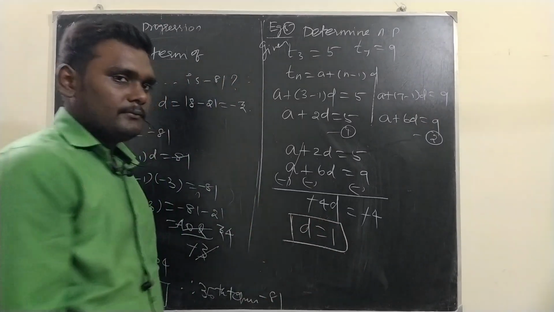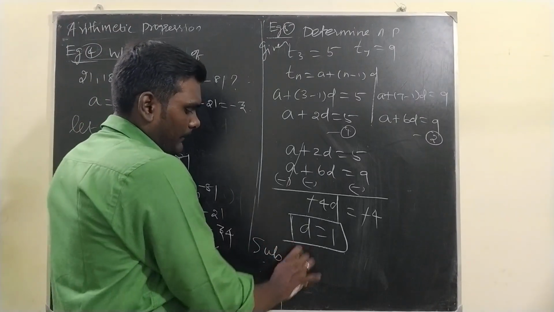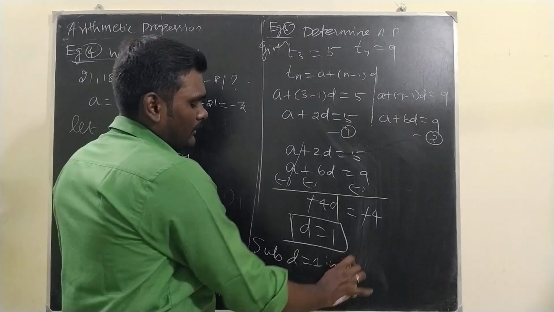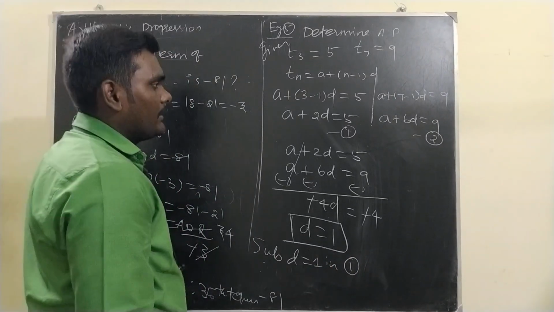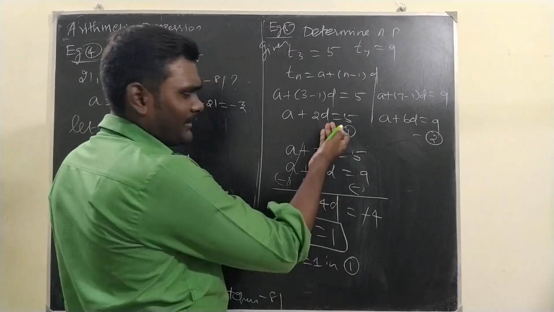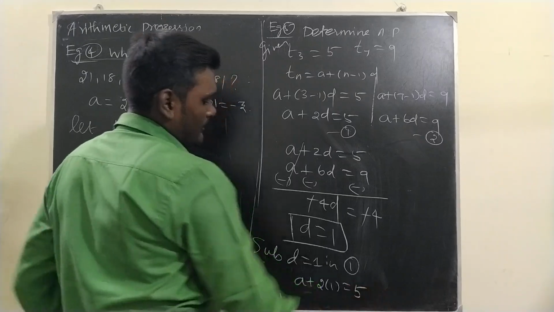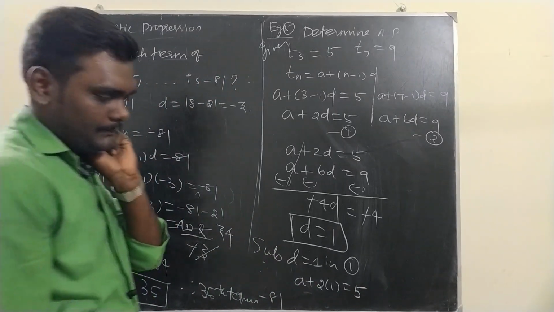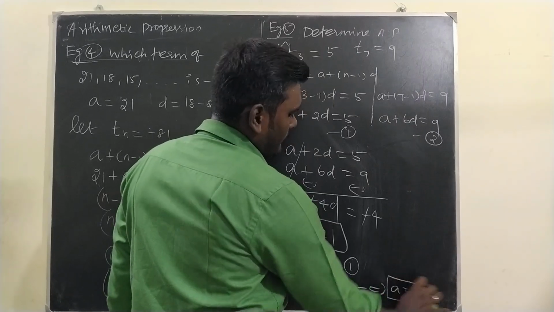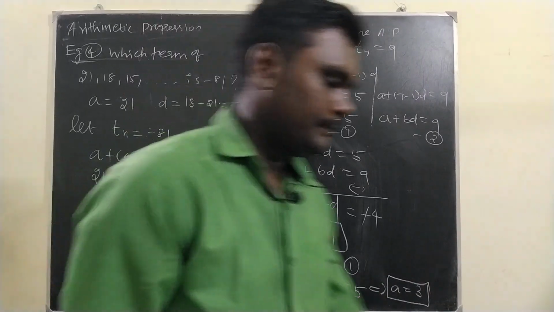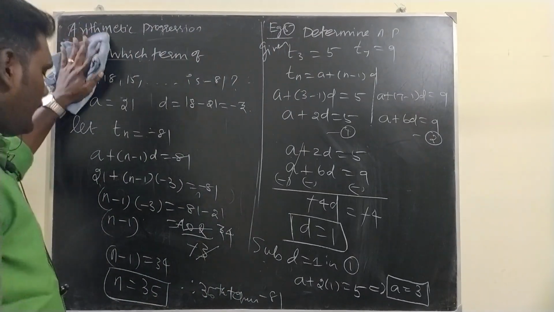Okay, we got D. How do you find A then? Substitute D equals 1 in the first equation. Okay. So the first equation, that only has simple numbers, right? A plus 2 into 1 equals 5. Then A equals 3. That is it, A and D we found.